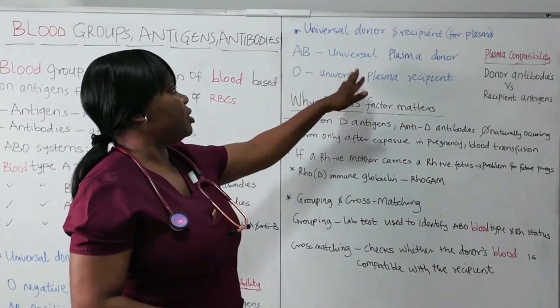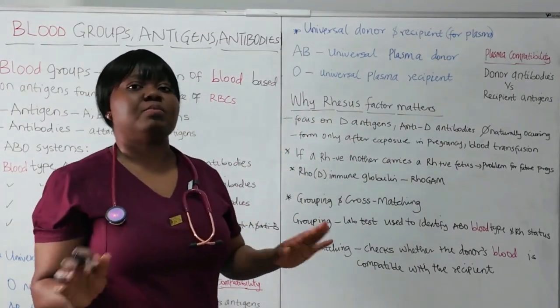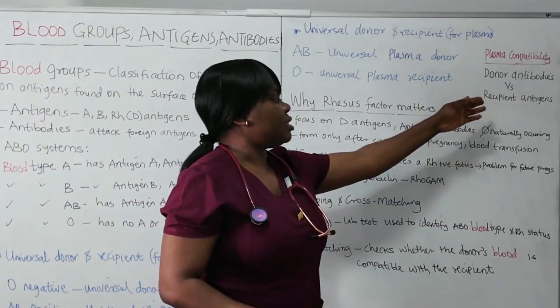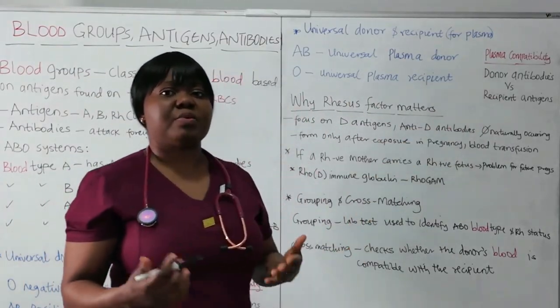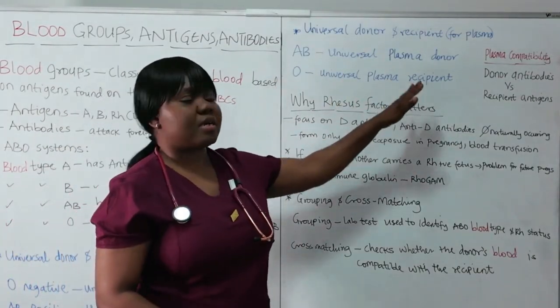When we say AB is a universal plasma donor, the reason is because AB does not have antibody, so they can donate to anybody. When they donate, there's no antibody to fight the recipient antigen. Now for O, it is a universal plasma recipient.